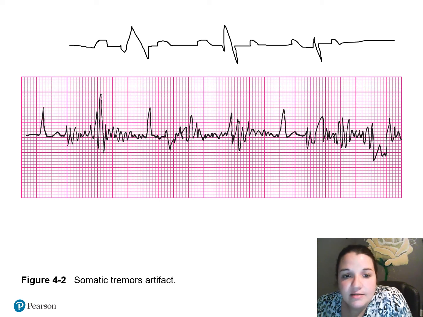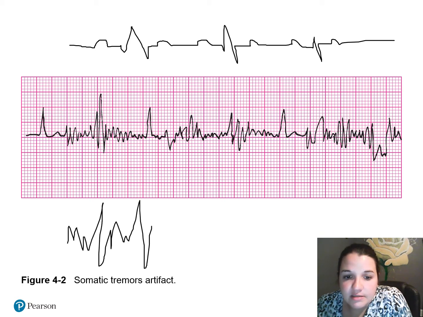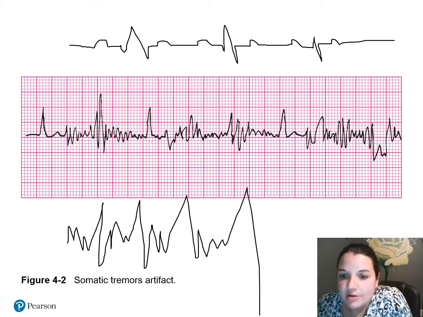So, if you look at this rhythm for somatic tremor, what do you see? Would you say that is jittery? And in this case, my patient is shivering, they have goosebumps. I am going to have a somatic tremor.